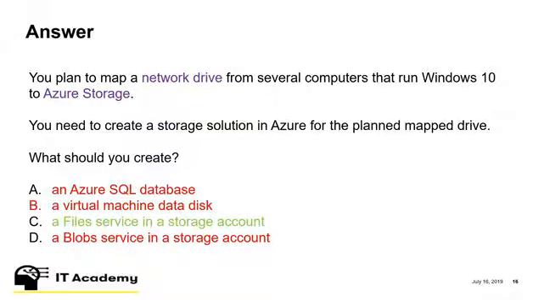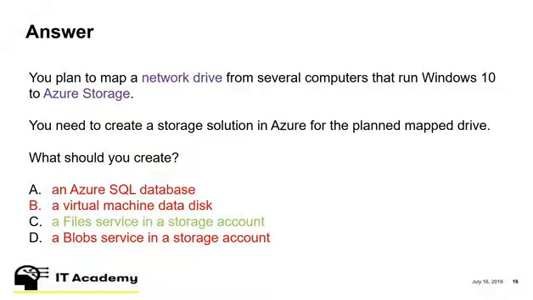So the key things to watch out for in this question were network drive. Yeah, we're looking to map a drive to something here. That should be telling me that file storage is what we need to use here. So let's look at why the other answers are incorrect. So first of all, an Azure SQL database. As we should all know, Azure SQL databases are a storage capability. However, SQL databases store records in database tables. It's not the same thing as file storage at all.